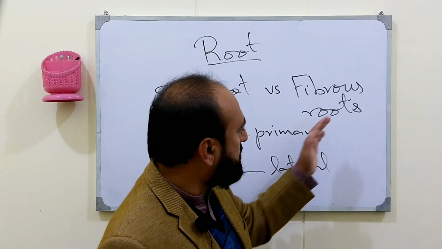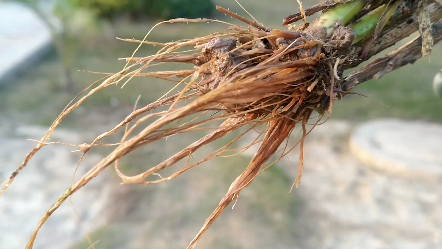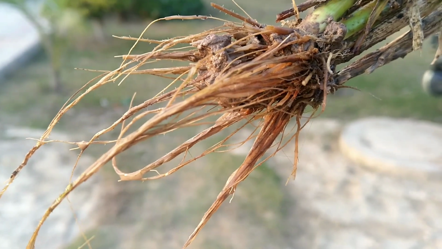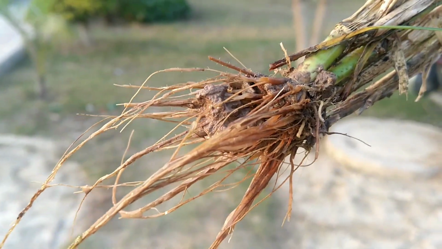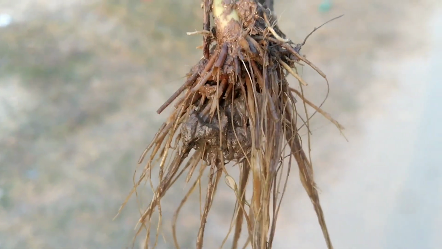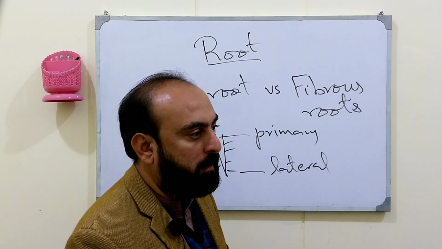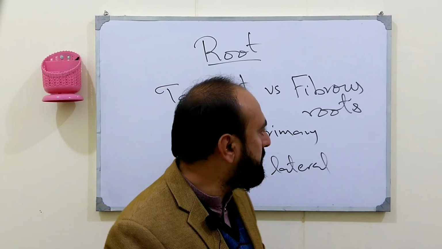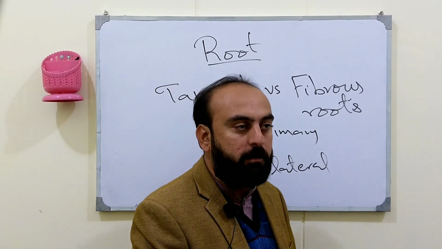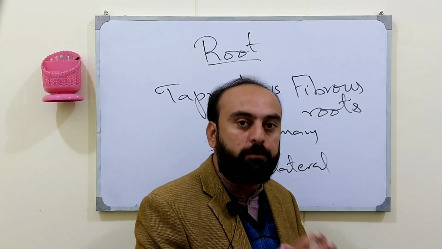Whereas in the fibrous system, a typical characteristic of monocots, we have an interwoven mass of short hair-like roots which are more shallow. However, due to the larger number of fibrous roots, the plant is still able to hold itself into the ground.